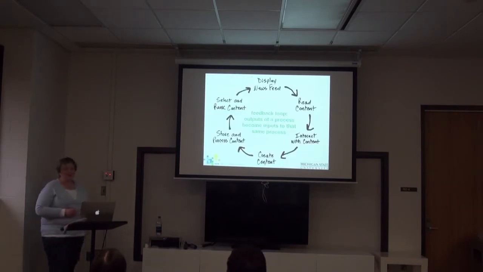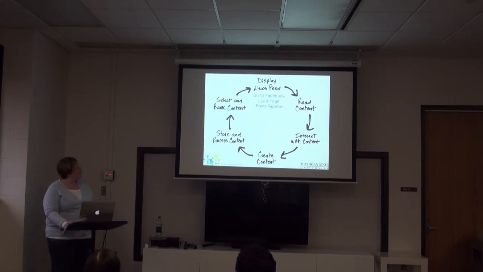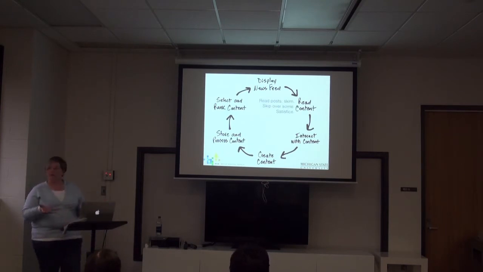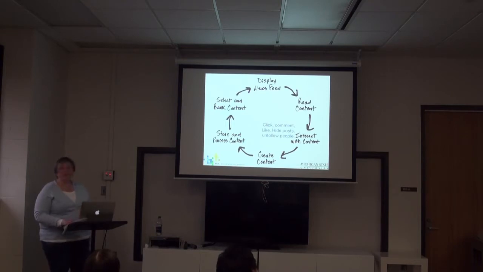So there's a feedback loop in systems like the Facebook newsfeed. A feedback loop happens when the output of a process becomes the input to that same process. So this is my little diagram of what a feedback loop looks like, and I'm going to walk through each of the steps. So you go to Facebook, the page loads, and posts appear on your page. Then you might read the posts. You scroll, you skim, you skip over some posts, you spend more time looking at other posts. Then you might interact with some of the posts. So you click on links, you might hide some posts, you might comment on things or unfollow somebody.